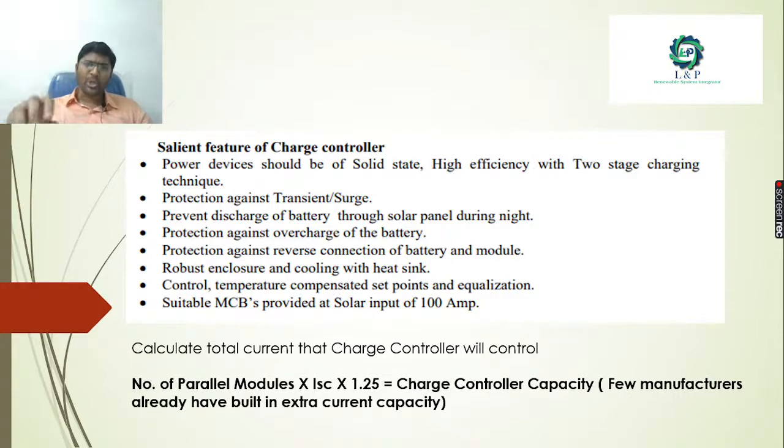Robust enclosure and cooling with heat sinks. Most importantly, you should have good features for temperature control, set points, and equalization; all these things we need to check. We also need suitable MCBs on the solar input, probably 100 amps. If you're going to calculate the charge controller, take the number of parallel modules times the short circuit current times 1.25, so that you can calculate the charge controller capacity. Whatever value you get, choose the next highest value above that.